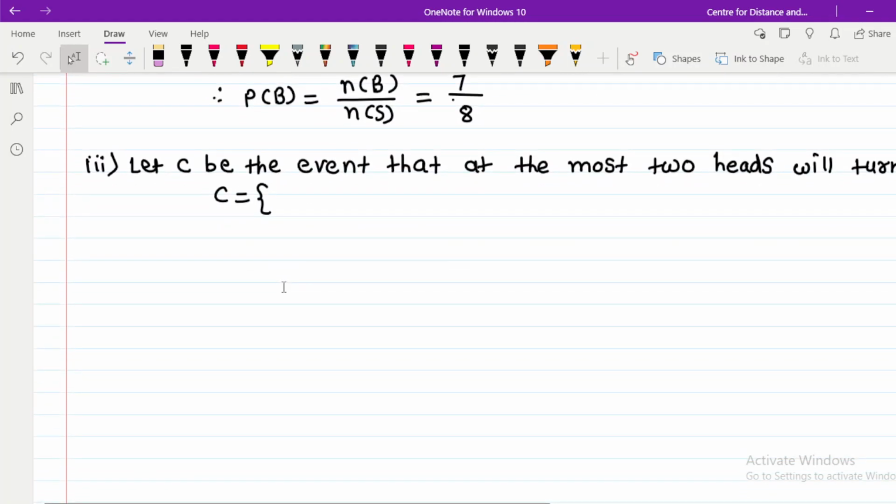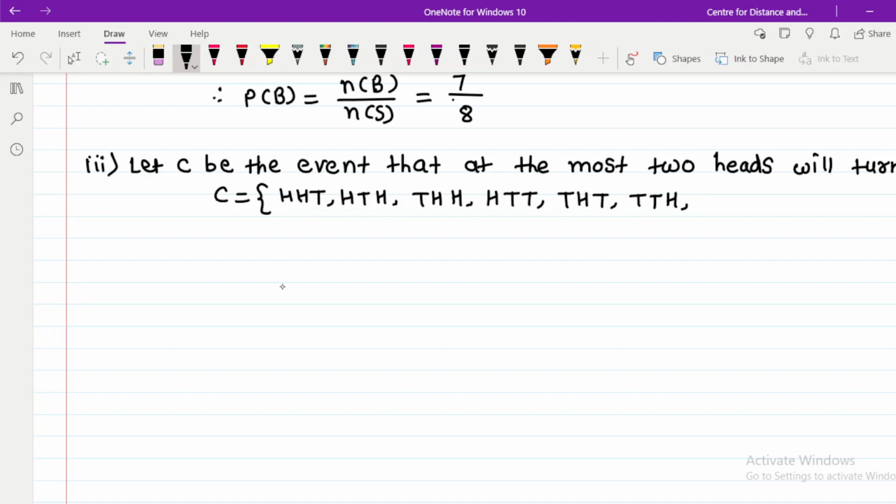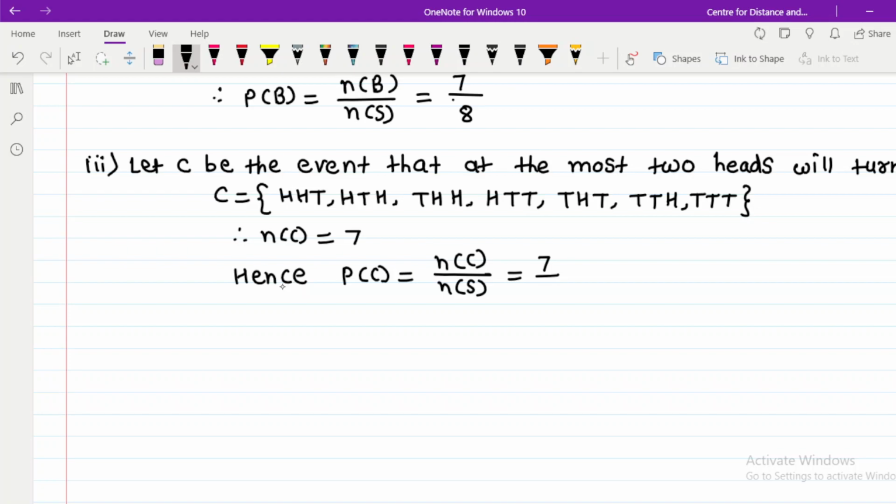Therefore, we get the sample space for event C, which represents at the most two heads, that is HHT, HTH, THH, HTT, THT, TTH, and TTT. Therefore, N of C is equal to 1, 2, 3, 4, 5, 6, 7. N of C is equal to 7. Hence, P of C is equal to N of C divided by N of S, which is equal to 7 upon the value of N of S, which is 8. Therefore, we get the probability of getting at the most two heads is 7 by 8.